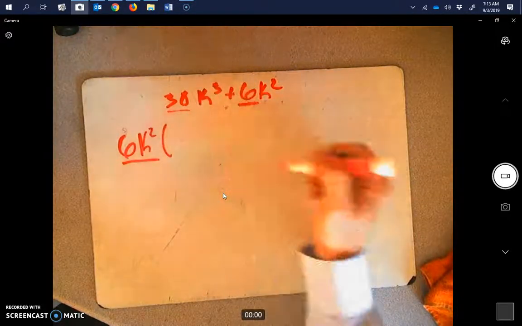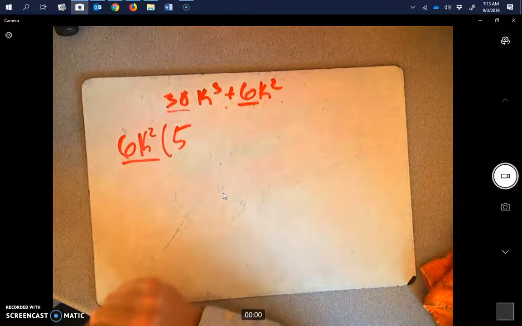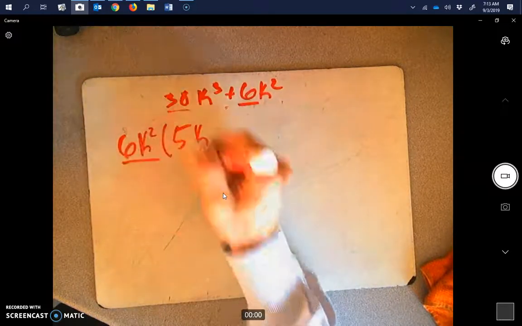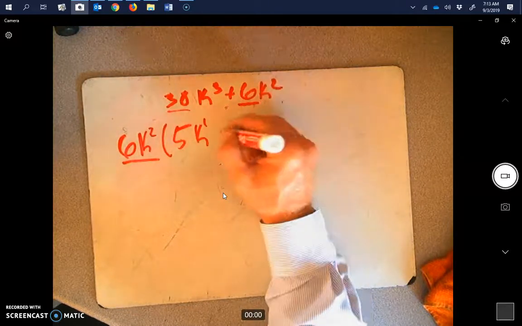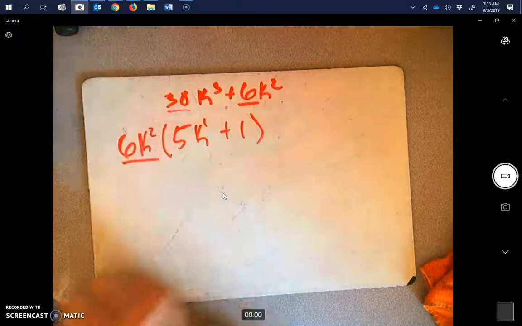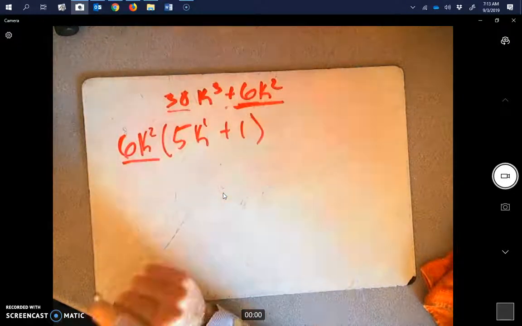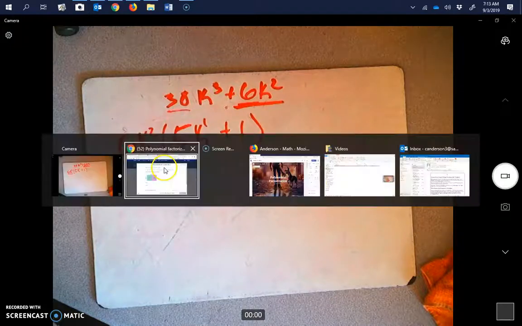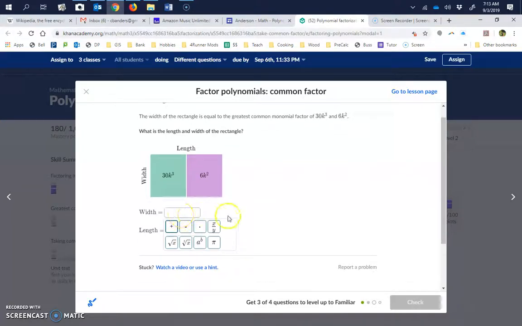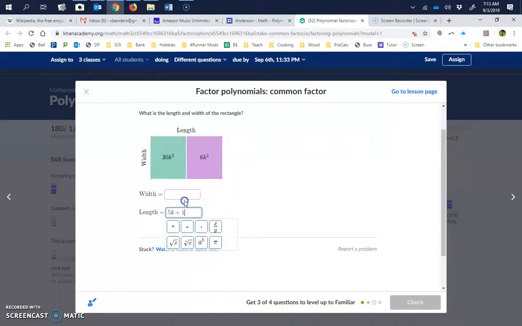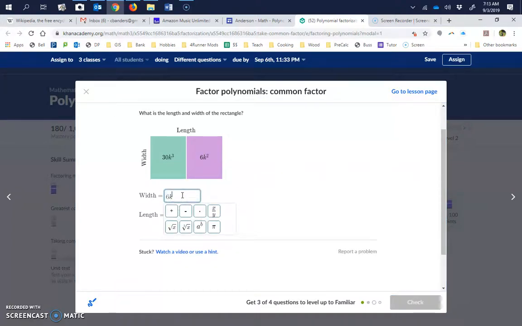6k squared times what is 30k cubed? 5k. 5 times 6 is 30. k, 1 plus 2 is 3. And finally over here it's just plus 6k squared, so it's going to be plus 1. So we get 6k squared times 1 is equal to 6k squared. So this is our answer. So 5k plus 1 goes up, not there, that's the length. So length is 5k plus 1, and width is 6k squared.